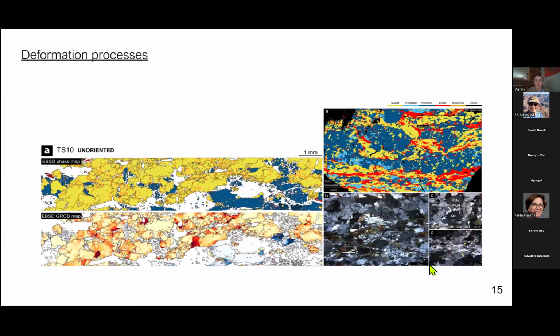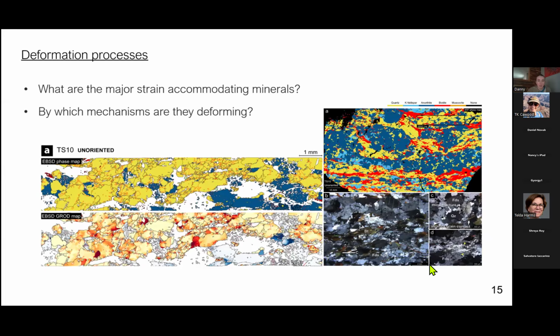Well, that brings me to the next section where we're going to look at the deformation processes. We can use information from several different methods to try to answer the questions. What are the major strain accommodating minerals, and by which mechanisms are they deforming at these varying structural levels? So I used a mix of petrography to look for grain scale evidence for minerals being deformed and for their characteristic microstructures arising from specific deformation mechanisms in each of these minerals.